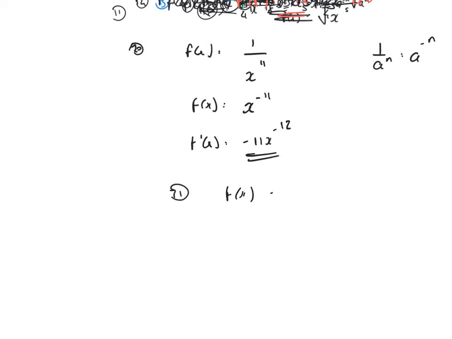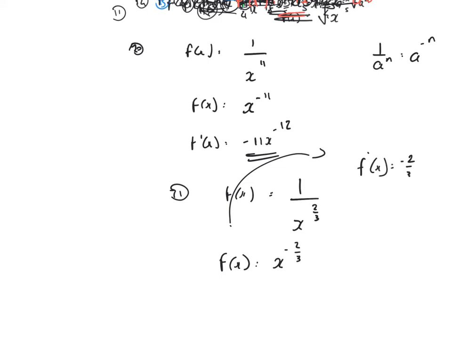Example 21. f(x) equals 1 over x to the 2/3. So again, bring the power up, change its sign, x to the minus 2/3. Then differentiate it. Bring the power down, multiply, take 1 away from the power, minus 2/3 x to the minus 5/3. Since it's minus 2/3, take away 1, minus 2/3, take away 3/3, that's minus 5/3.